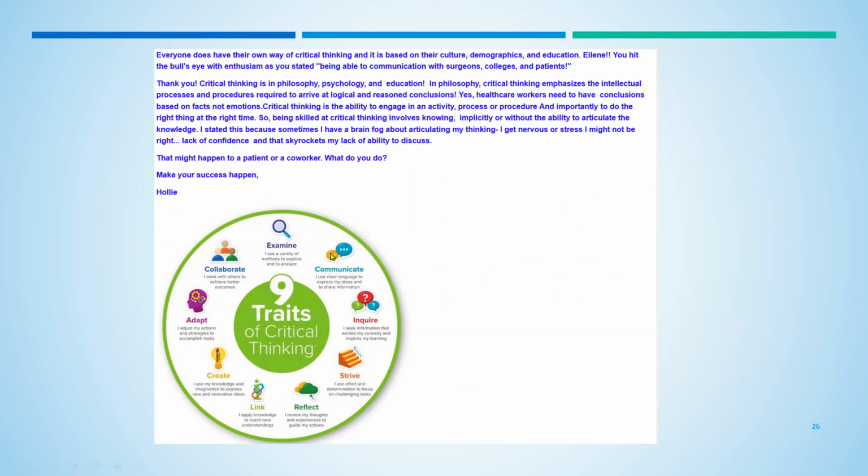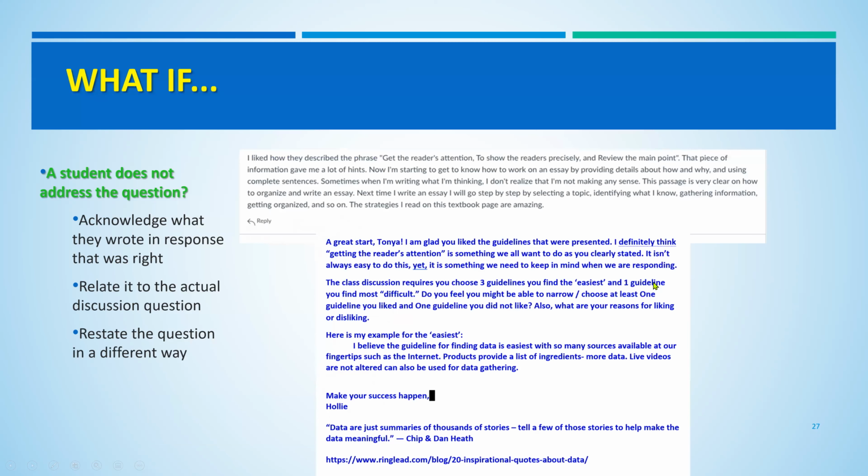Use the 3 supports. And then here are the 9 traits of critical thinking. And I think every professor should almost have a few of these, maybe not all 9, but you should have these characteristics in your posts. So you examine theirs, you communicate, you have an inquiry, you strive for excellence, you have a reflection, you give links, you create. The more creative you are, and all the students are creative, and you adapt to what they're saying, and you collaborate. So you should have at least 3 of the 9 traits.